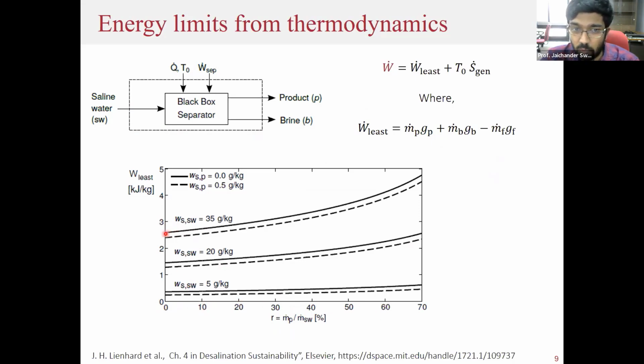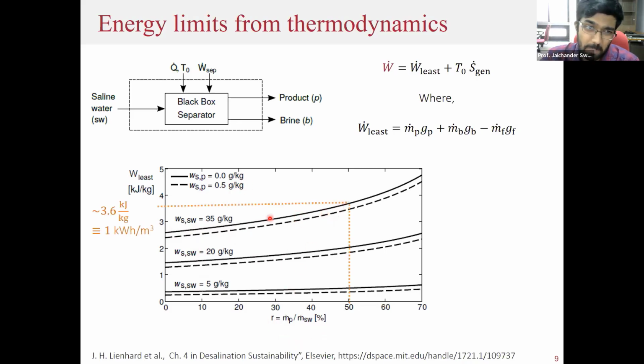You can see that as you try to recover a larger percentage of the incoming water as a product, the energy requirement increases. The energy is also higher for a saltier stream, and the energy is slightly lower if the product doesn't have to be ultra pure. So if the product is 0 grams per kilogram, then the energy is slightly higher.